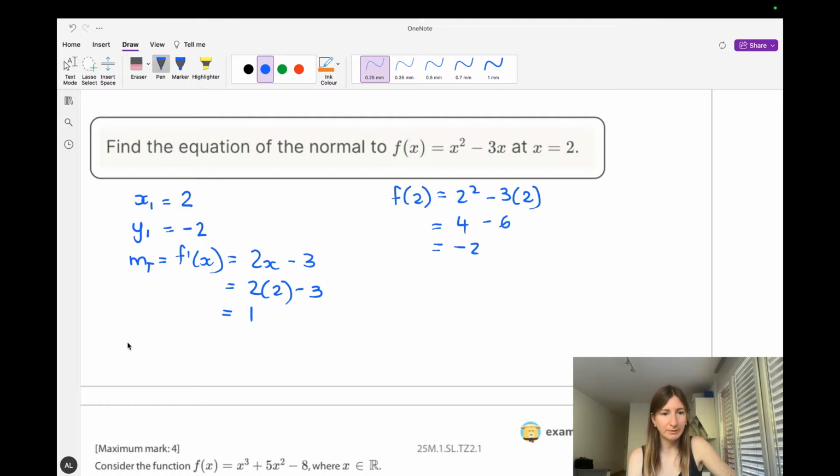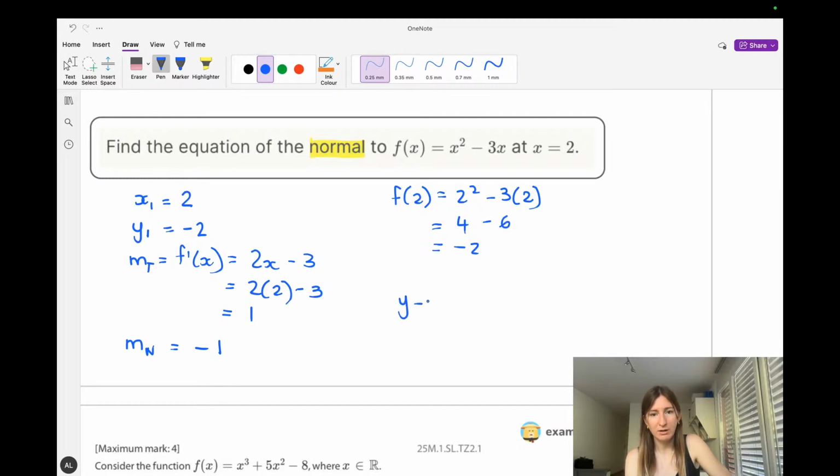Now for our normal, this is our only extra step with a normal: I now need to flip this and add a negative. So if I flip 1/1, I just get 1/1. So it's still 1, but it becomes -1 because that one's positive, so that one must be negative. So the gradient of my normal is -1. That's the only difference with finding the equation of a normal.